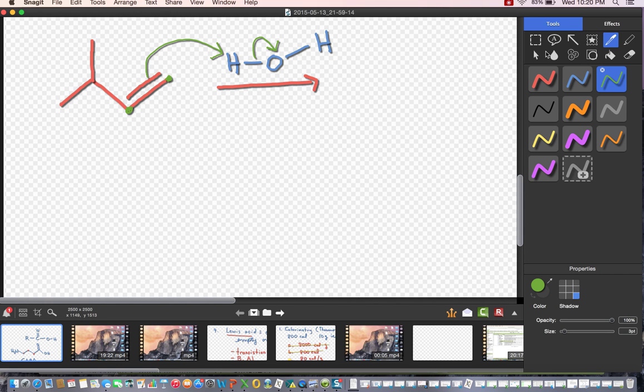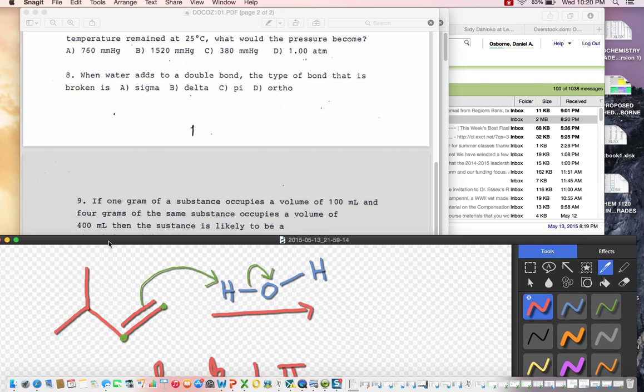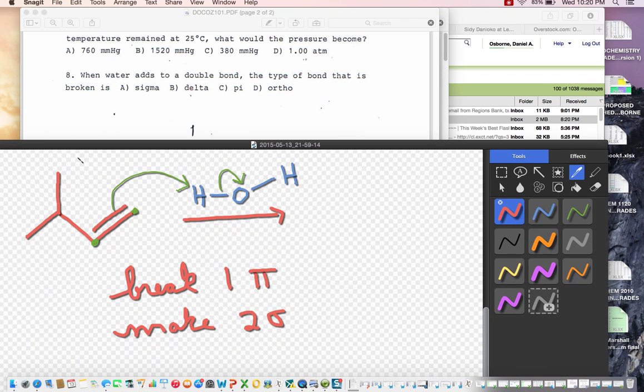So I break a pi bond, and I make 2 sigma bonds. So to answer this question most directly, number 8, the answer will be C. I break a pi bond and make 2 sigma bonds. By the way, delta and ortho are absolutely nonsensical terms. Never pick those in a multiple choice question on your PCAT.